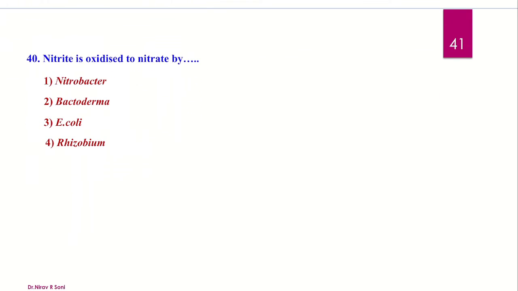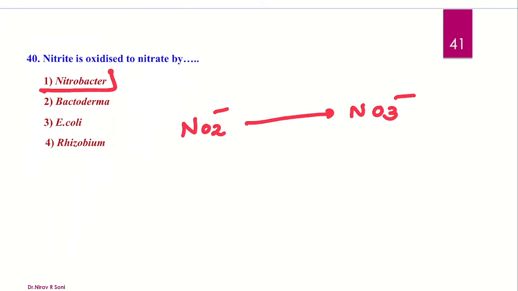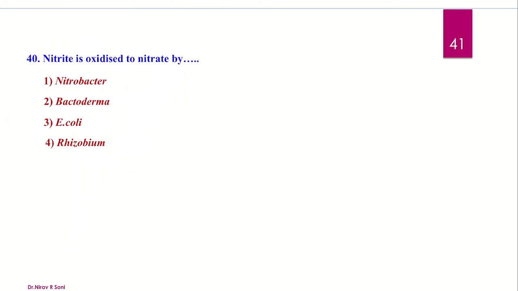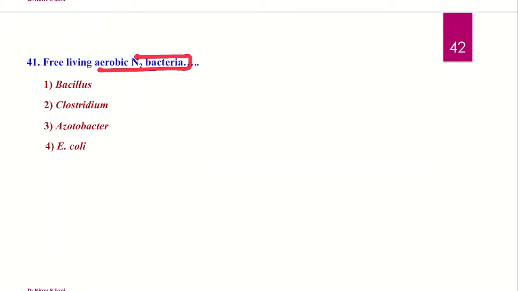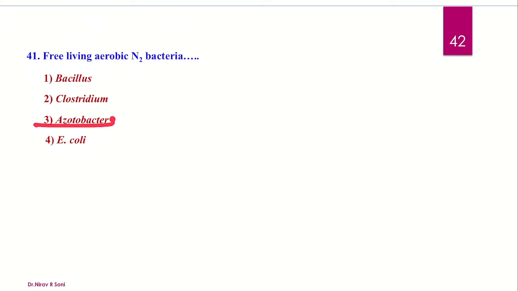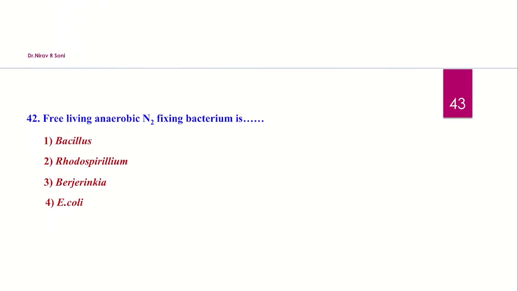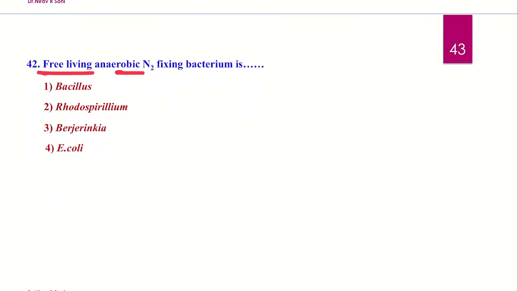Question number 14, nitrite again into nitrate is formed by Nitrobacter. You can find this in the previous year question. Free living aerobic nitrogen fixing bacteria is called Azotobacter. And free living anaerobic nitrogen fixing bacteria is called Rhodospirillum.